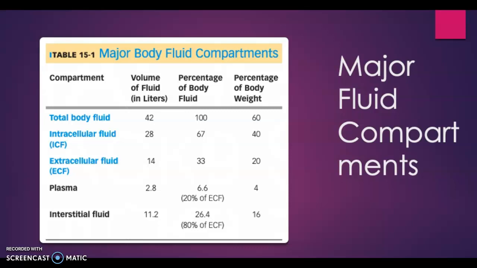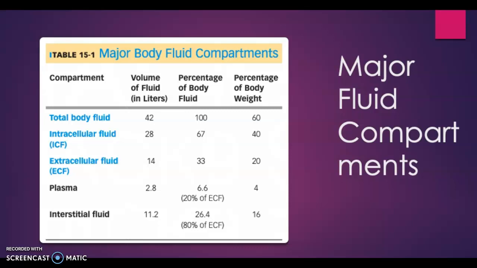You can see on this table how the ICF numbers are double compared to the ECF compartment. The next two compartments on this table are plasma and interstitial. Plasma is the fluid portion of the blood. The interstitial fluid is the fluid that lies in the spaces between the cells and makes exchanges with the cells. These two are considered subdivision compartments and are a part of ECF.